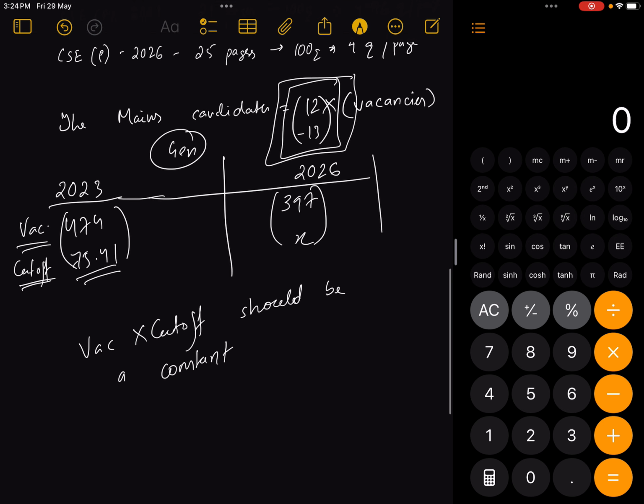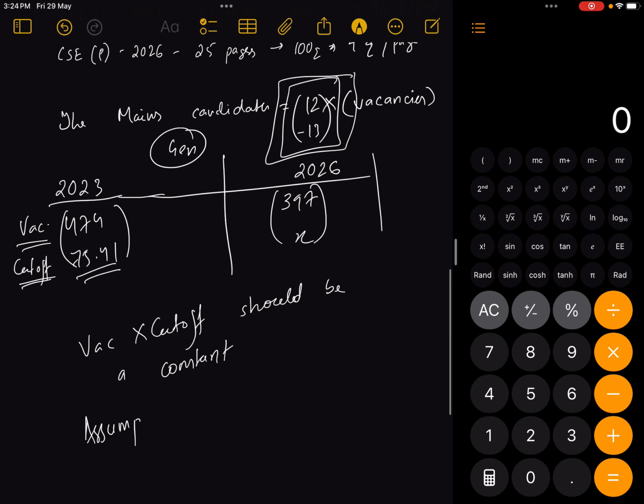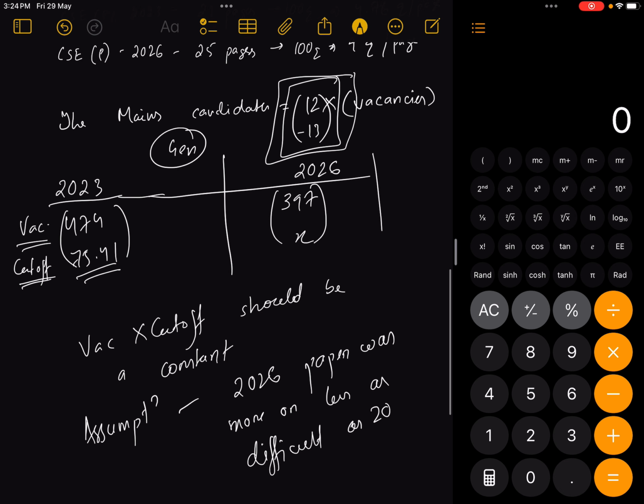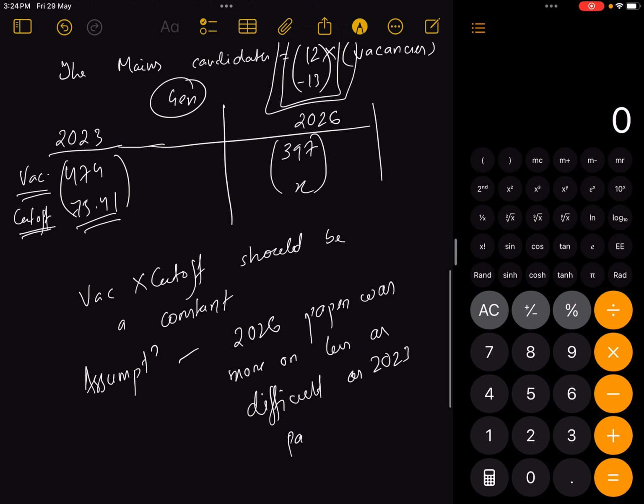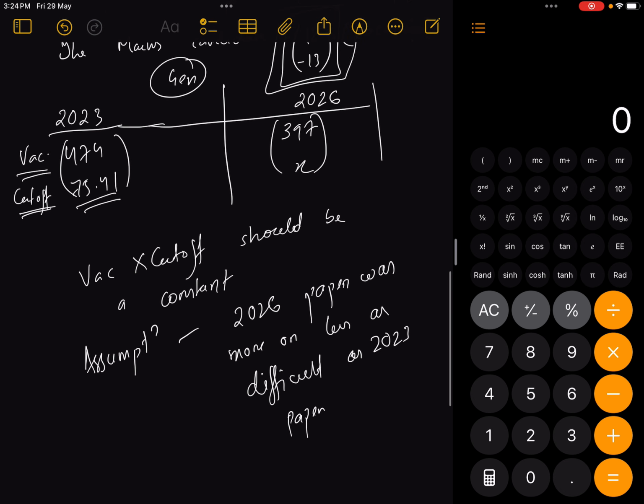And yes, I have taken the assumption that the 2026 paper was more or less as difficult as the 2023 paper. You are free to consider it to be even tougher, and in that case, the cutoff might go lower. Correct? So we'll use this as constant.